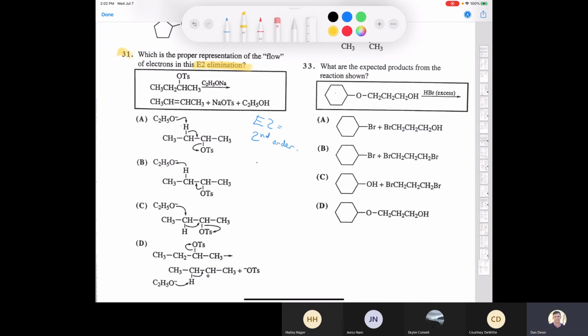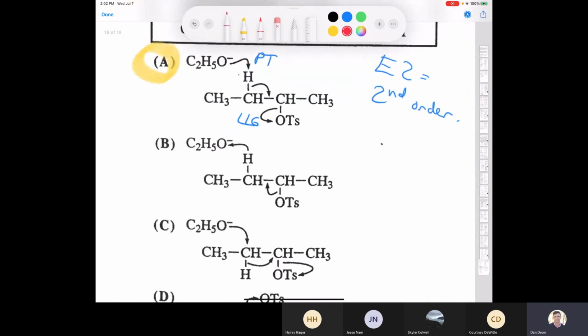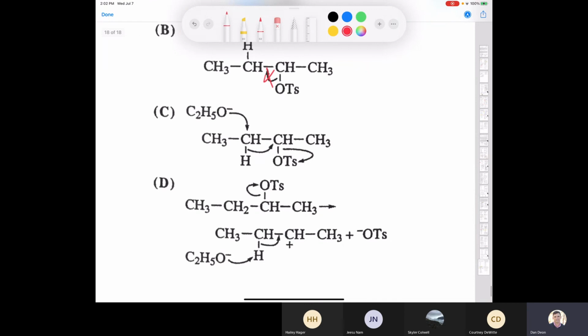Yeah, the answer is A, isn't it? Right? Because you have the proton transfer, and you have the loss of leaving group happening at the same time. You can see there's something really jacked up about B. I mean, why would you start with the tail of a curved arrow on an atom and then end up on a negative charge? That is just really wacky. This is a leaving group. There's no reason why you would ever draw an arrow like this. That's not going to happen.